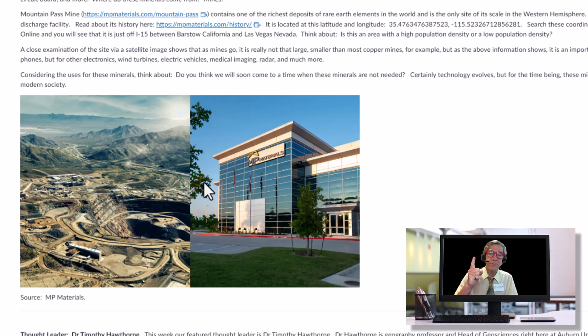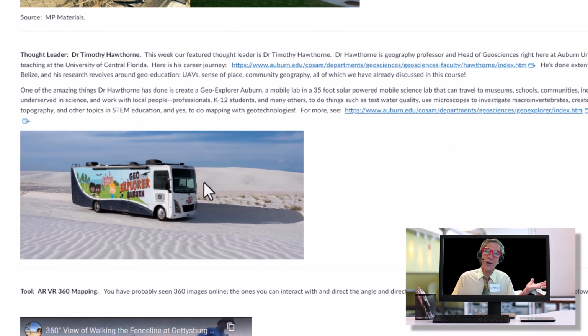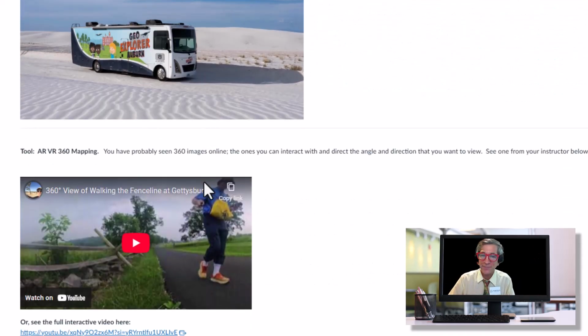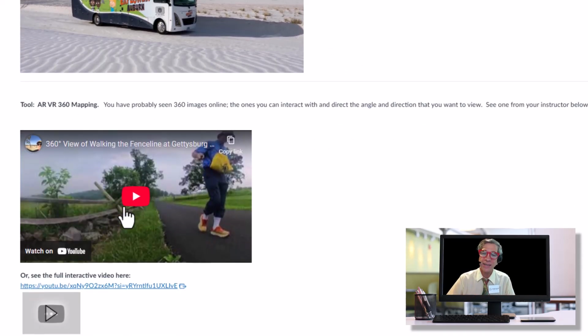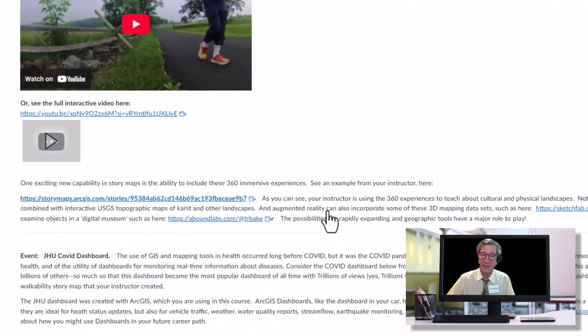The place is going to be Mountain Pass Rare Earth Mine. The thought leader is going to be Dr. Timothy Hawthorne from right here at Auburn University. The tool is going to be augmented reality, virtual reality, and 360-degree mapping. I think you'll really like that.